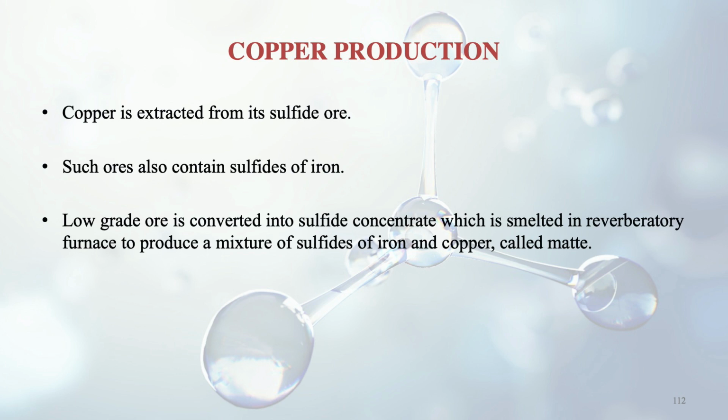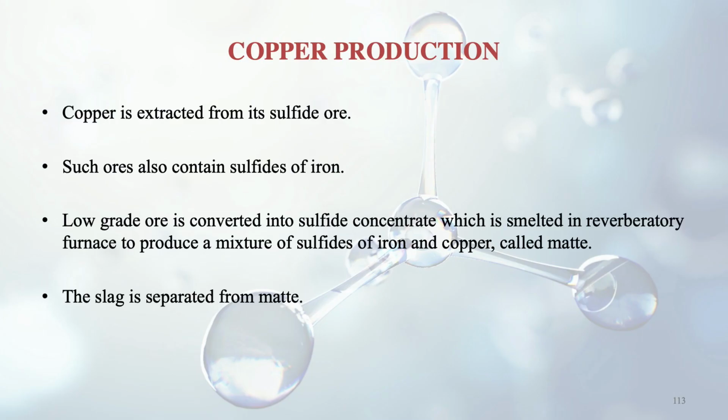Low grade ore is converted into sulfide concentrate, which is smelted in a reverberatory furnace to produce a mixture of sulfides of iron and copper called matte. So when we are doing this copper production, we are getting both iron and copper sulfides, and this mixture is known as the matte. Then the slag is separated from the matte.